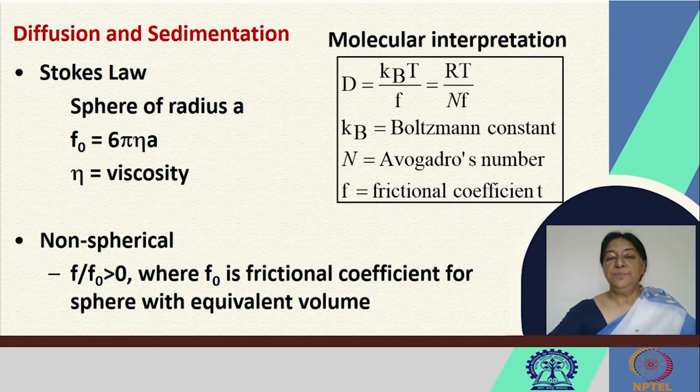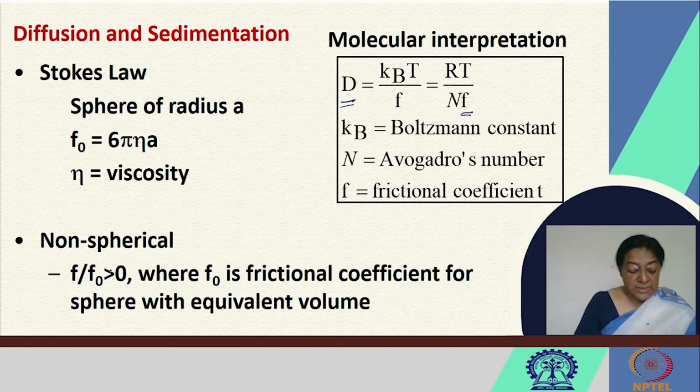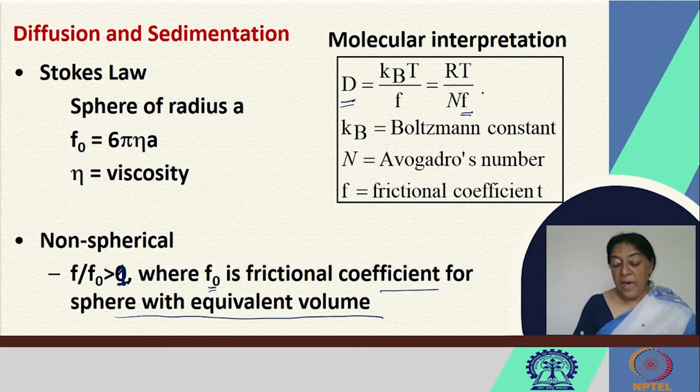The molecular interpretation here is given by D is equal to KBT divided by F, where RT is equal to NF. That gives us a value of the diffusion coefficient, giving us the frictional coefficient. This value should be 1 here, where we are indicating F by F0, where F0 is the frictional coefficient for a sphere with equivalent volume, and F is given by the diffusion coefficient and the frictional coefficient that we have here.